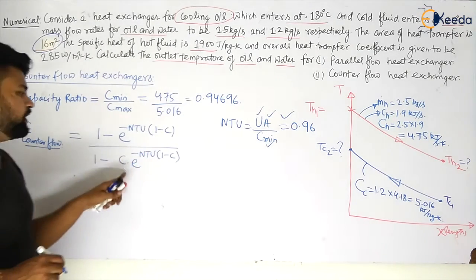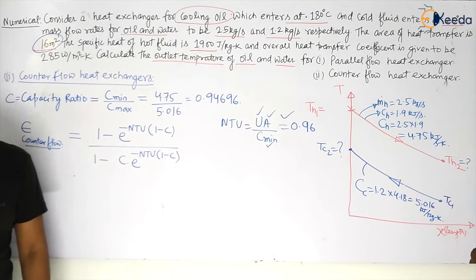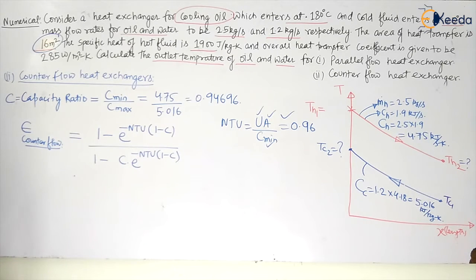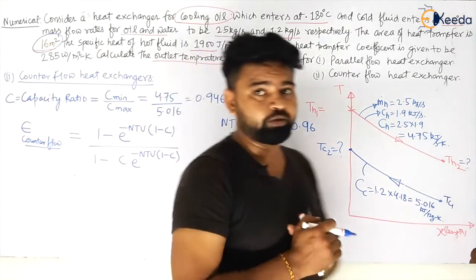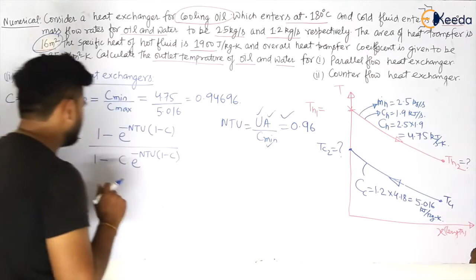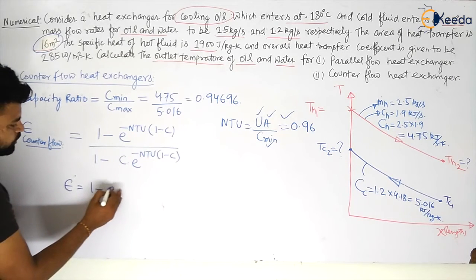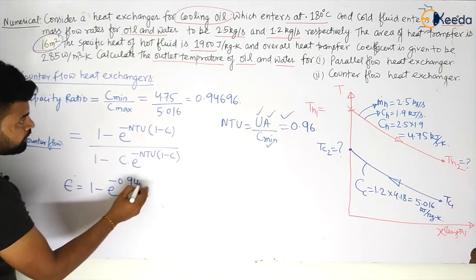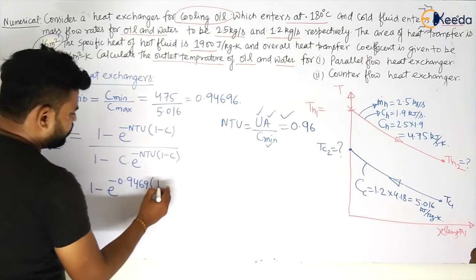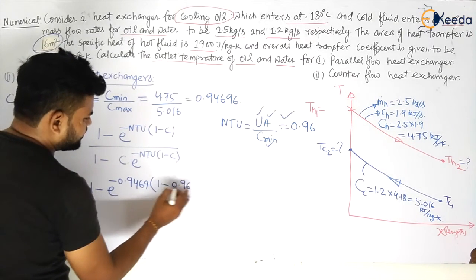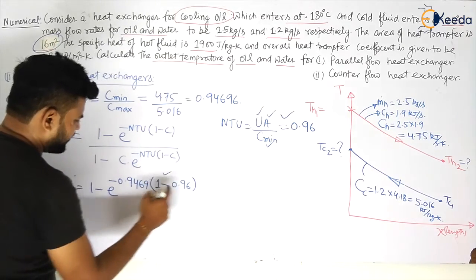And also we know our specific heat capacity ratios, my dear students. Now let us put all values and calculate the value of effectiveness. So effectiveness will be given by E equal to 1 minus e to the power minus of NTU, 0.96, multiplied by 1 minus C, the specific heat capacity ratio. Minus is there because plus was there, so minus will be here.